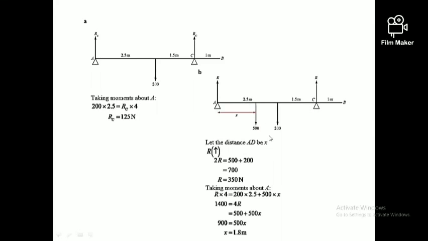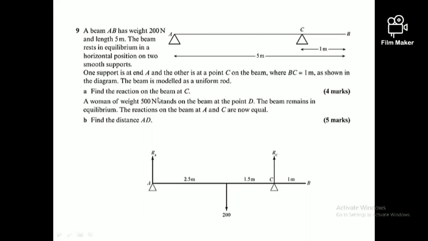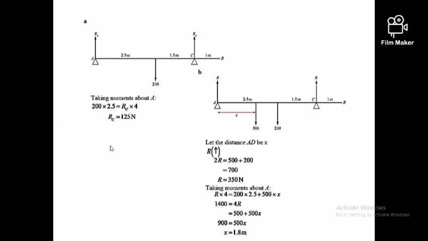The weight is 500. Why is it 500? Because her weight is 500 newtons. The weight of the rod is 200, which works at 2.5. The additional information in the question does not affect the center of gravity of the rod. Its length from here to here is 2.5, with 200. Then I'll consider the length of AD as X.